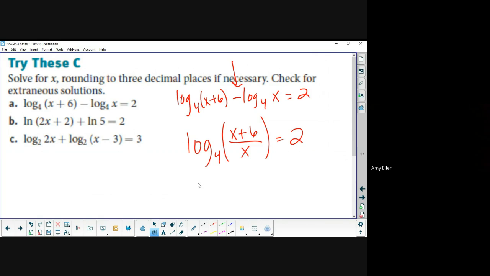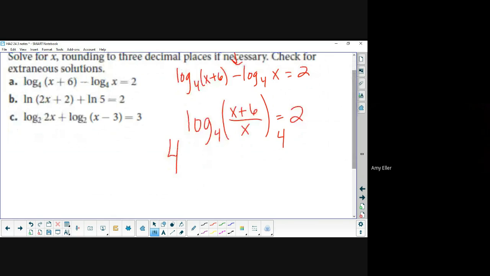Now, I know some of you think this is going to be difficult, but so far we've done nothing new. And our next step is not new either, because all we have is a log of base 4. We know the inverse is an exponent with a base of 4. Do you know what you get after that? Yep, x plus 6 over x. What's 4 to the second? 16.